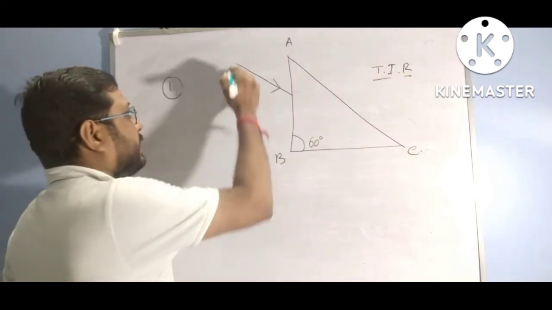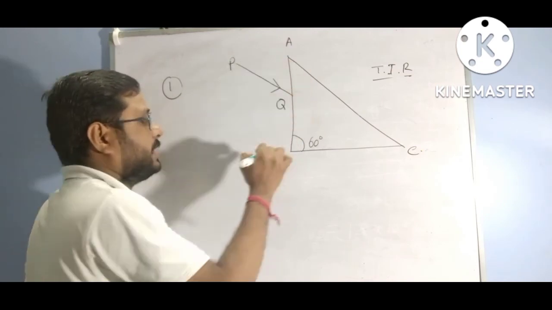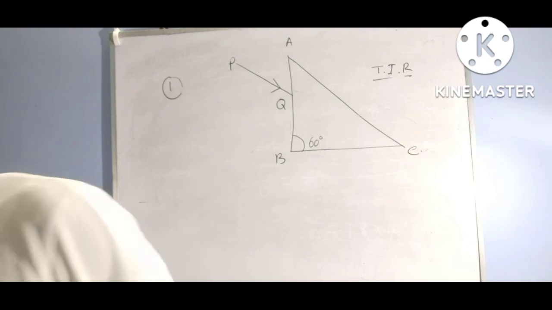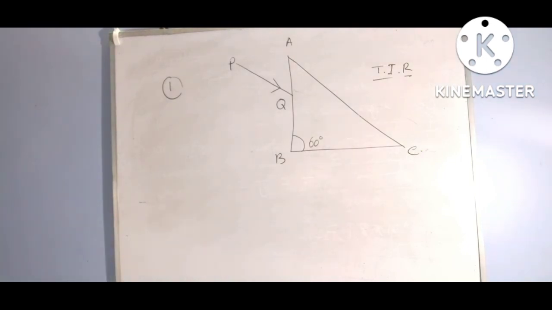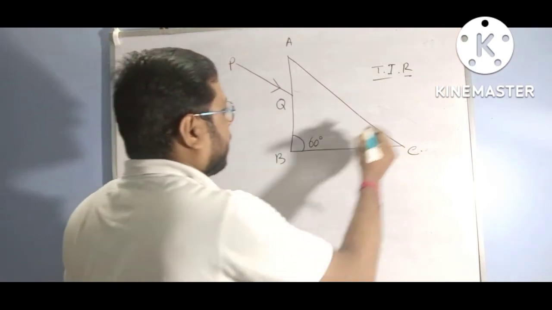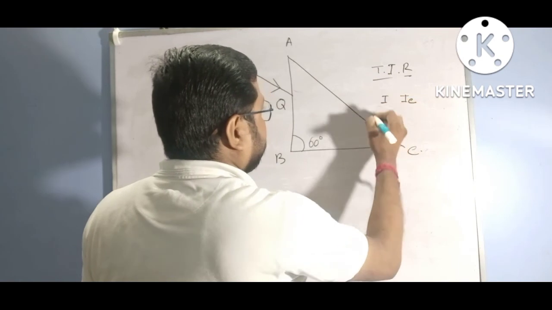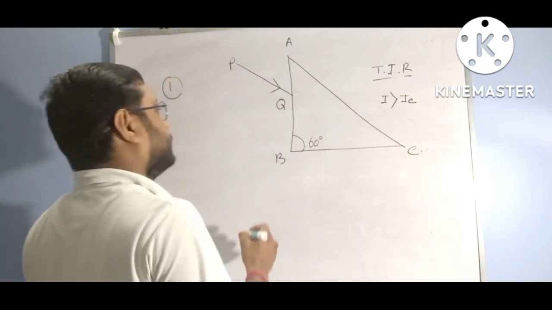Suppose the name of the ray is PQ, incident normally on the AB surface. So find out the path of the ray. We can write that for total internal reflection, the angle of incidence I must be greater than IC.